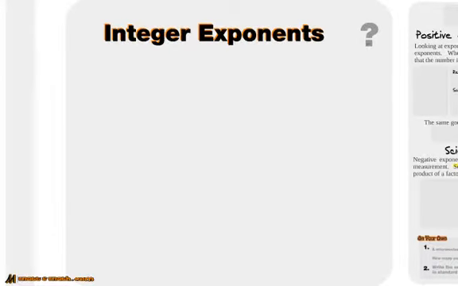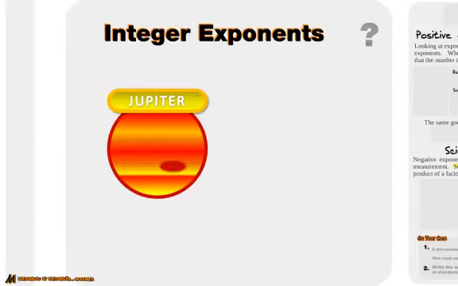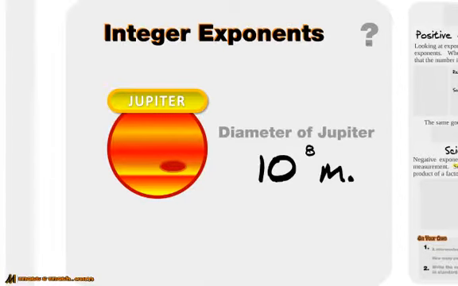Here's a couple examples of where you might see exponents. One in particular, the diameter of Jupiter. Have any idea how big Jupiter is? It is huge. The diameter of Jupiter is 10 to the 8th meters. What that means is a 1 with 8 zeros on the end. Pretty crazy, huh? That's really, really big. Now, can you imagine the diameter of an atom?